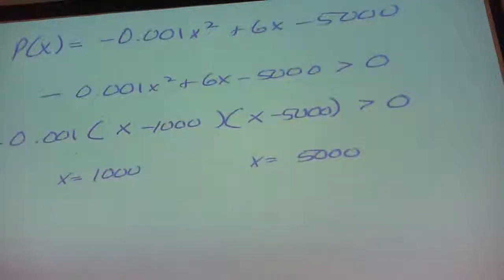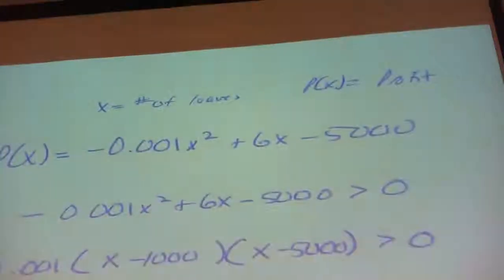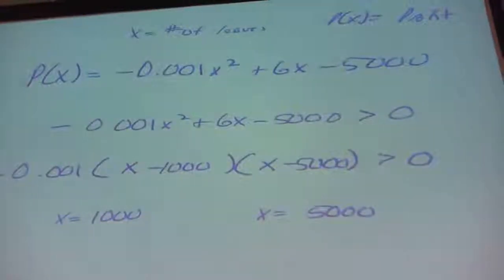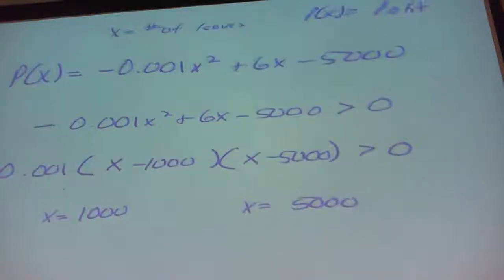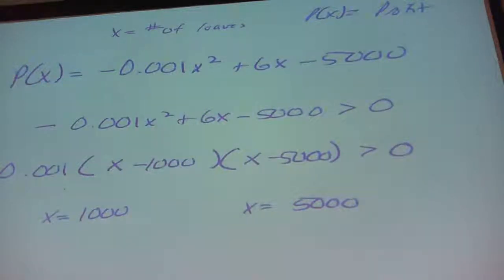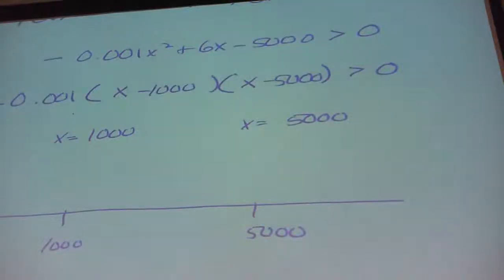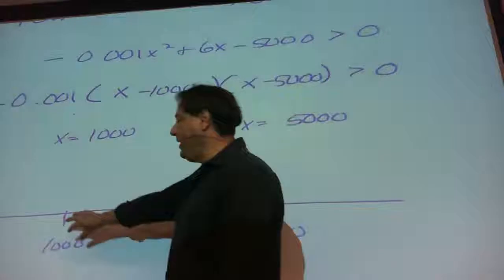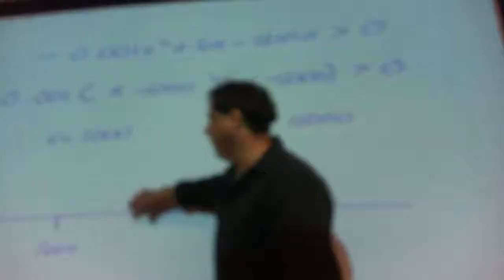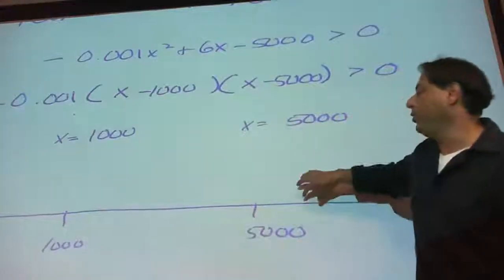Now, the idea of a sign chart would be find your zeros, numerator, denominator, find all your zeros. Those are called our partition numbers. Then we make a little chart. Here's 1,000. Here's 5,000. And my job is to find when is the graph going to give you greater than 0. So I'm going to pick a number over here. I'm going to pick a number over here. And I'm going to pick a number over here.